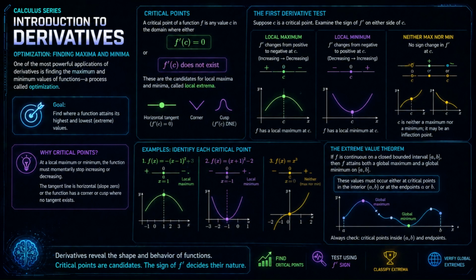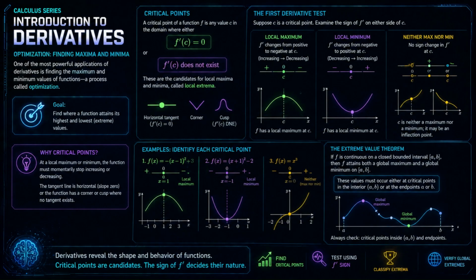Another application of derivatives is finding the maximum and minimum values of functions, a process called optimization. A critical point of a function f is any value c in the domain where either f prime of c equals 0 or f prime of c does not exist. These are the candidates for local maxima and minima, called local extrema. Why? Because at a local maximum or minimum, the function must momentarily stop increasing or decreasing. The tangent line is horizontal, slope 0, or the function has a corner or cusp where no tangent exists.